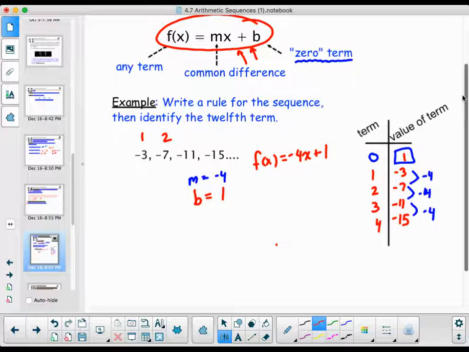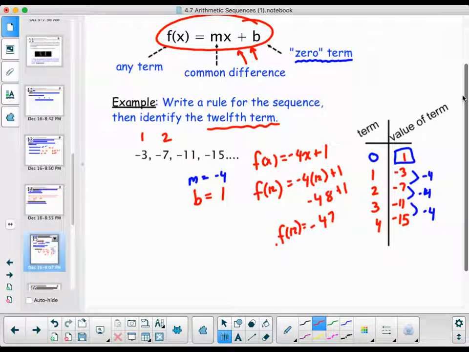And if you look at the question, it says identify the 12th term. Well, now I'm just going to find f of 12. Because f of 12 would be the value of this function at 12. -4 times 12, and then plus 1. The math on that is -48 plus 1, or -47. I can find any number in the sequence itself by just understanding basically how the numbers are changing and where they started at.